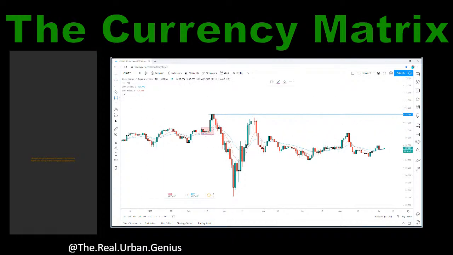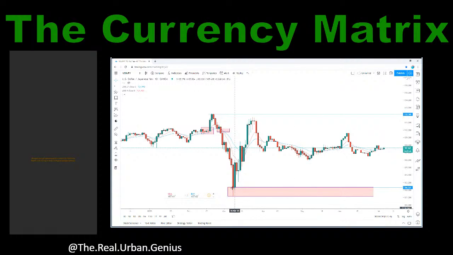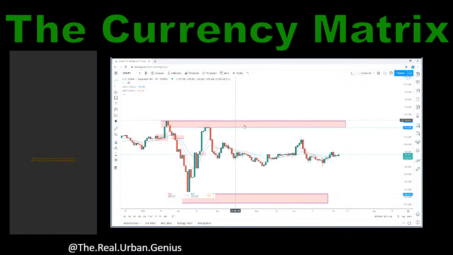Also, you'll notice that we have a narrow cross here. At this cross, the peak is here. And remember, once we have a peak zone. Now, all right, we see what happened when price neared this zone.